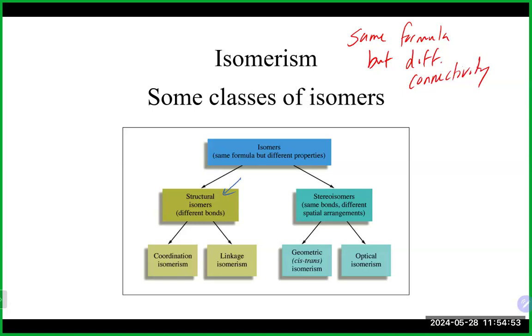We're going to talk about a few different types of isomers. There are structural isomers, which are sometimes referred to as coordination isomers or linkage isomers. There's also stereoisomers, which have the same bonds, but different orientation in three-dimensional space. And those can be cis or trans isomers, or what are sometimes referred to as optical isomers. We're going to go through each of these as we go.